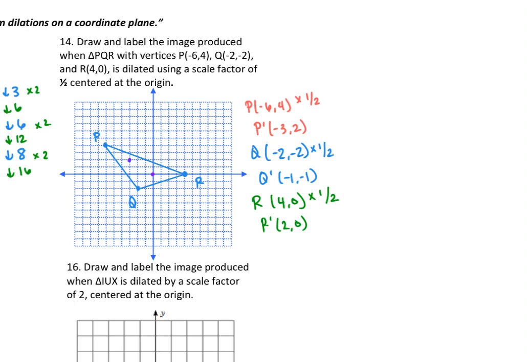So plotting my new points, there's P prime. Q prime is -1, -1. And then R prime is 2, 0. So there's my new figure. And you could do this the normal way where you draw your lines. You would end up with the same thing.